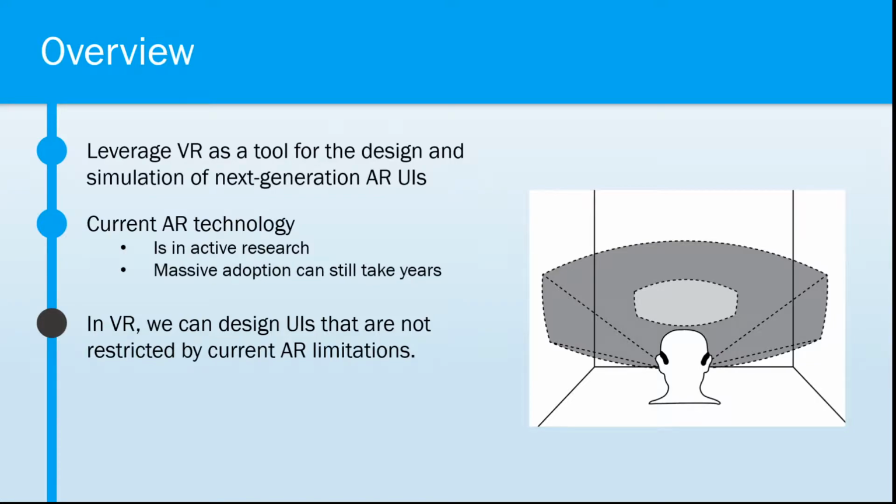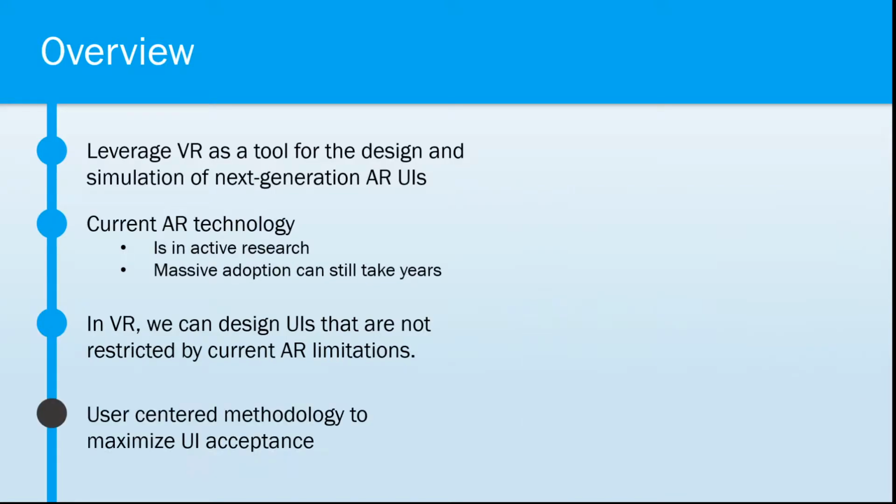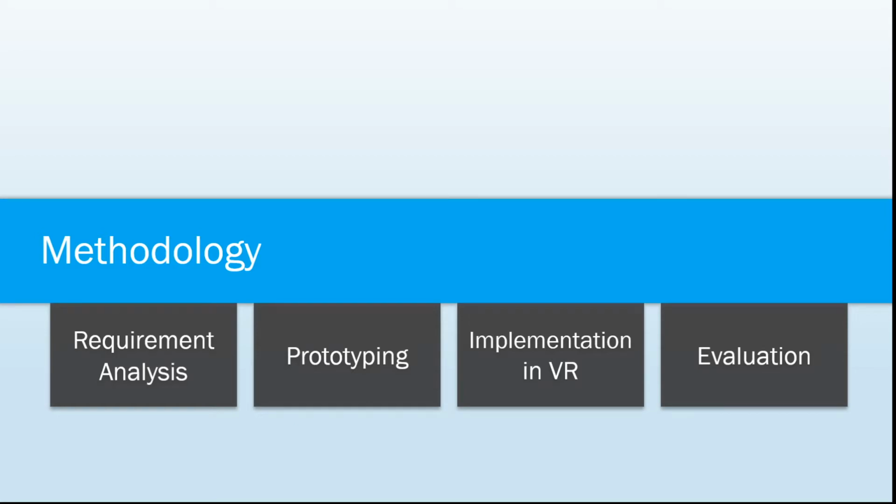VR can be leveraged to obviate present AR constraints, not only to imagine and passively visualize the likely direction of next-generation AR UIs, but to realistically and precisely interact with these proposed interfaces. The methodology proposed here aims at maximizing user acceptance of the interfaces once the technology becomes available. The methodology has 4 high-level phases: requirement analysis, prototyping, implementation in VR, and evaluation.